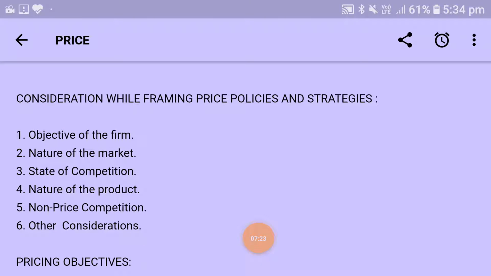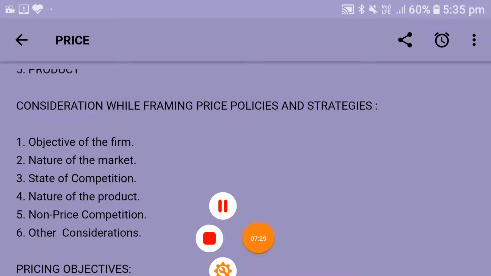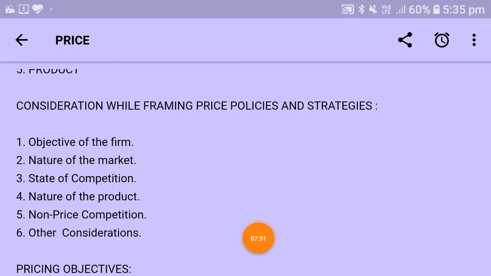So what are those considerations? And this is very important, which is to be understood by each and every one of us. Under this, the first is the objective of the firm. Now how does it affect the pricing policy?